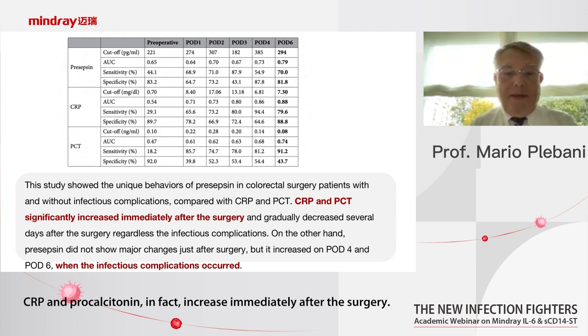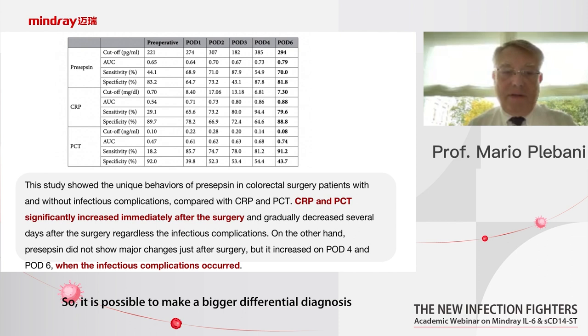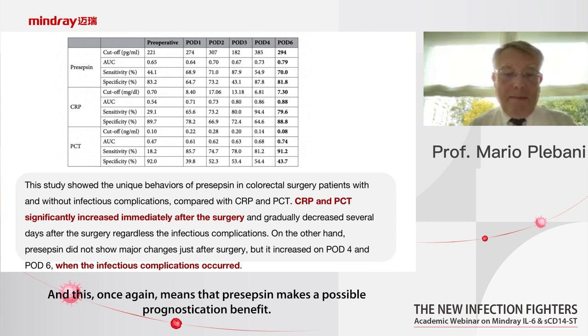CRP and procalcitonin, in fact, increase immediately after the surgery, but the increase of presepsin did happen when the infectious complications occur. So it's possible to make a better differential diagnosis and identification of the severity of the disease and complication. And this, once again, means that presepsin makes possible a prognostication value.